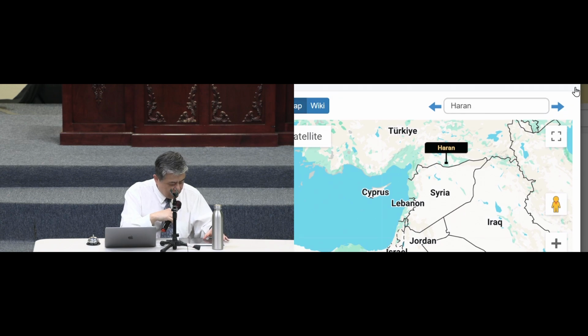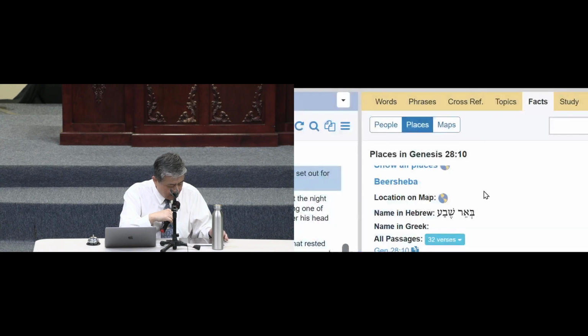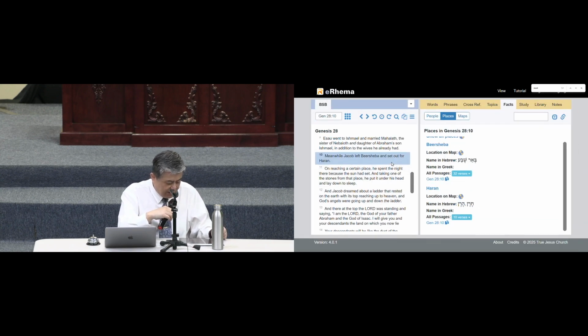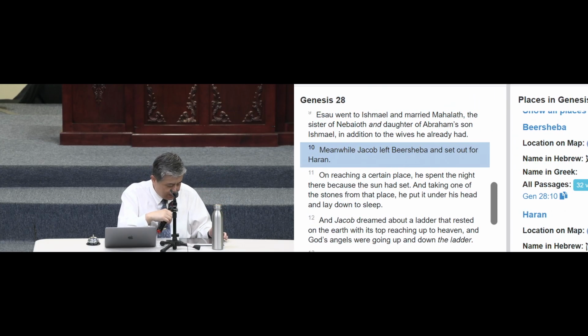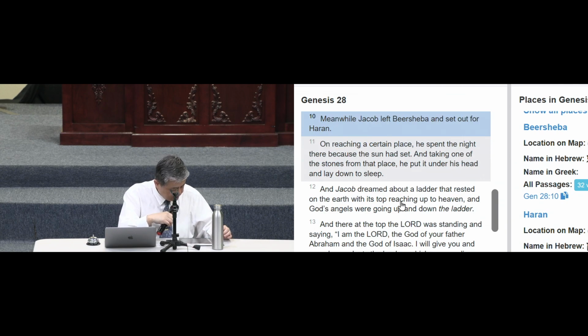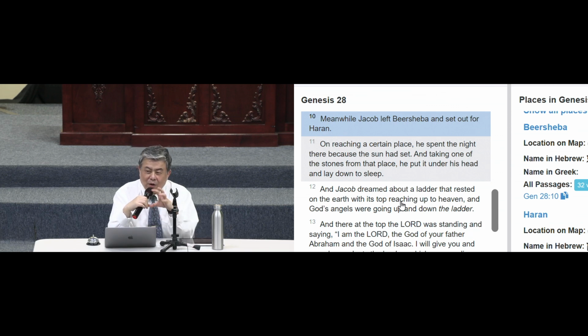Okay, but then this entire long journey is all covered in one verse. Jacob left Beersheba and set out for Haran. Just one verse. And then the rest of the verses, from verse 11 to verse 22, talk about what happens in that one place, which means the author thinks that this place is the most important part of the journey. Okay, so that's another thing you can observe. Yeah, but I wanted to talk about context. Context meaning you need to look at the events prior as well as sometimes events after.